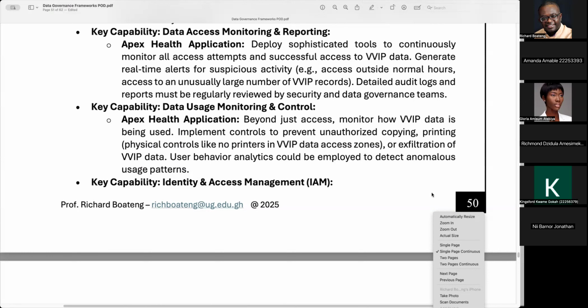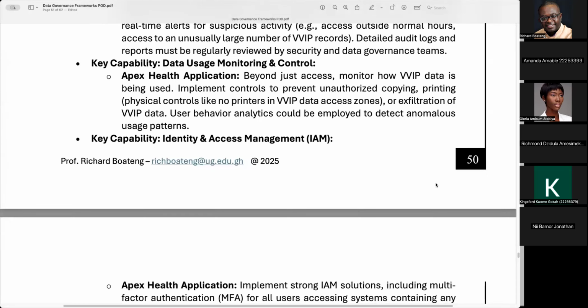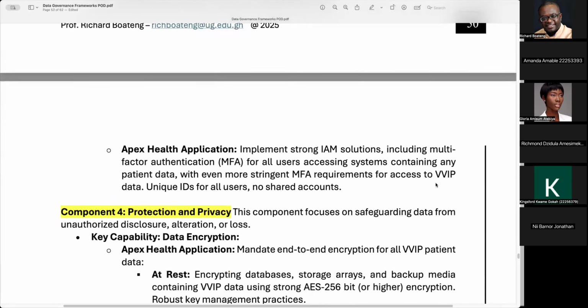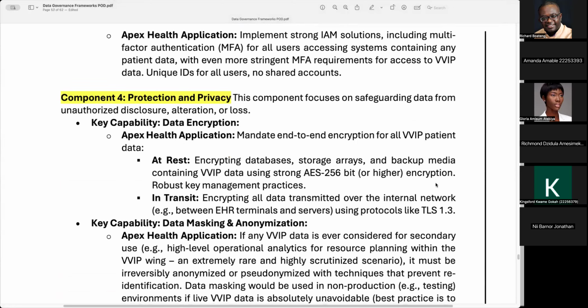Robust identity and access management (IAM) solutions are foundational, enforcing strong MFA for all users accessing any patient data, potentially using even more stringent MFA factors like biometrics or hardware tokens for accessing VVIP data, ensuring unique user IDs for everyone, no shared accounts allowed, especially for privileged access, and managing the life cycle of identities and credentials securely.